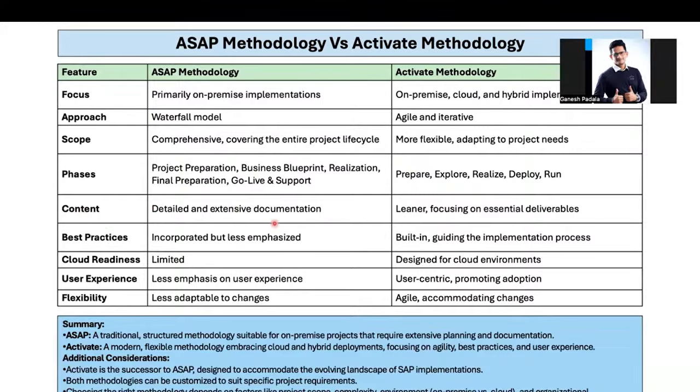Content: detailed and extensive documentation versus leaner, focusing on essential deliverables. This statement is good to read in a document, but in real time I'm mentioning that whatever documentation we maintained in SAP methodology, the blueprint, KDS, test scripts, functional specifications, I see we are mostly making them in Activate also. But in future, if I find any key difference, that these documents are not valid anymore, I will definitely add a byte to this video.